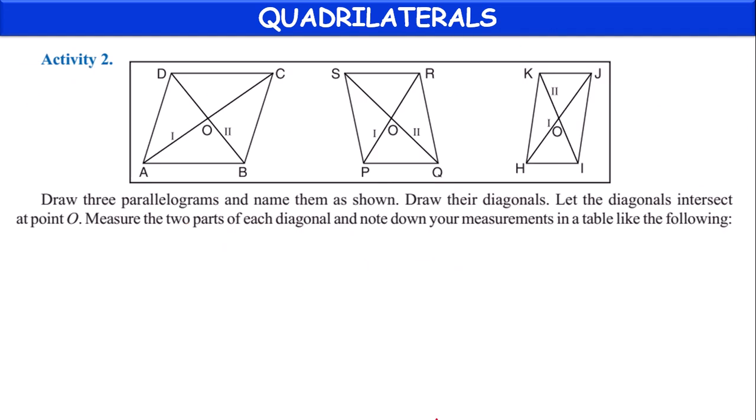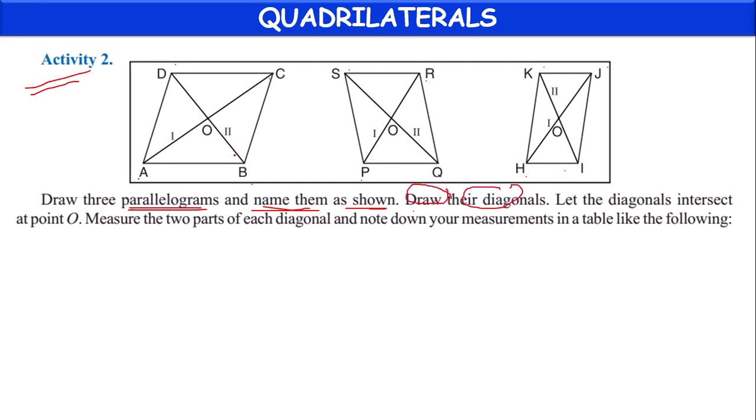So next, let's do another activity. Activity 2. Draw 3 parallelograms and name them as shown. One parallelogram is ABCD, another is PQRS, another is HIJK. Now let's draw their diagonals.